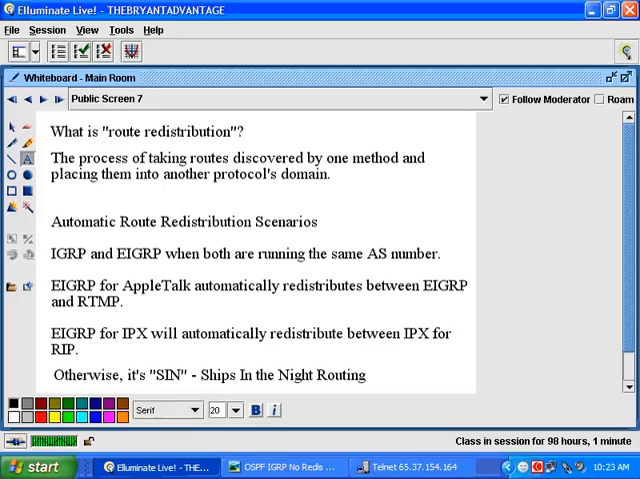You can also redistribute static routes. We'll run IOS help here in a few minutes on the routers to see all the options. But don't get caught up in thinking, well, it's always one protocol to another, because it's not.